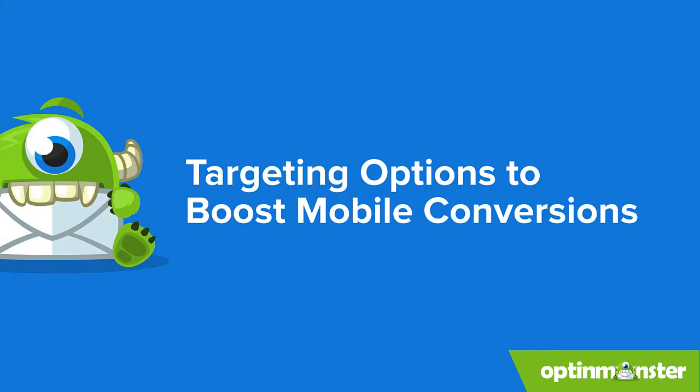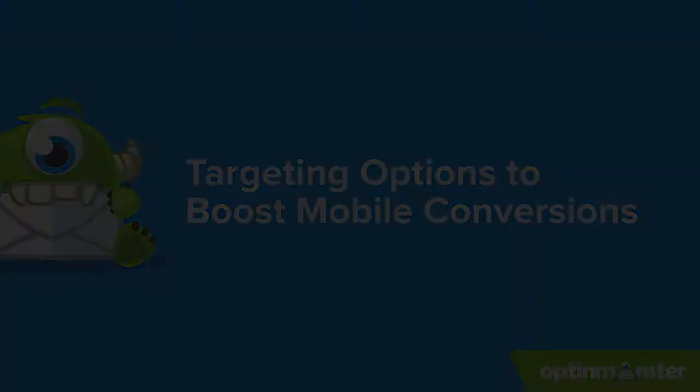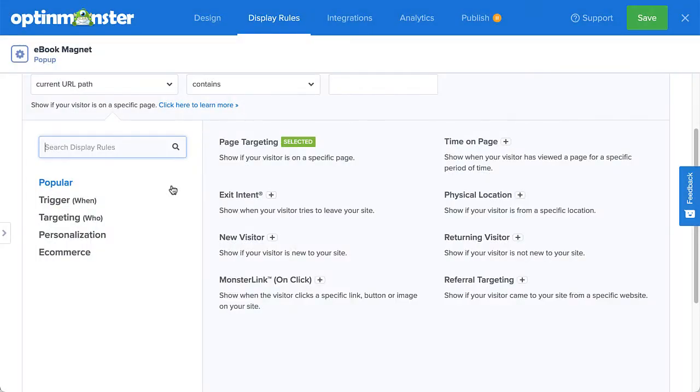Targeting and timing are everything with mobile campaigns. Unless you show offers to the right person at the right time, you won't get the results you want. OptinMonster solves that problem with a wide range of triggers that show your campaigns at just the right time.